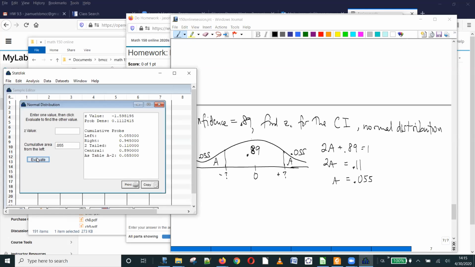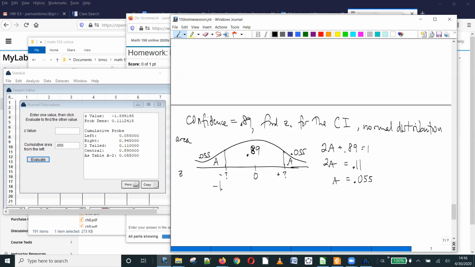Now the only trick is, if you do it this way, you just have to be careful. There's a positive z-score and a negative z-score, and when they talk about the critical value, they always want the positive one. So for example, over here, it's negative 1.60 if I round it, and then on the other side, it's going to be positive 1.60. And for the critical score, it's tradition, you always take the positive number. But then that's your answer.